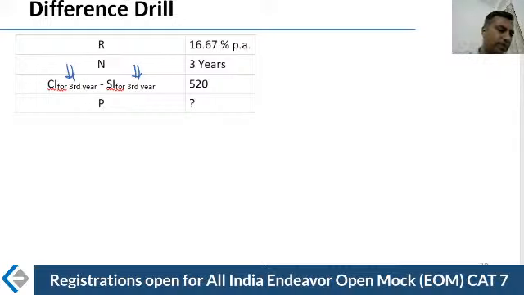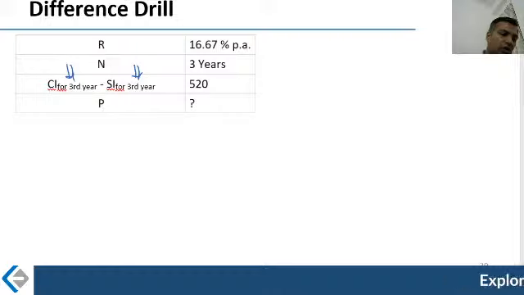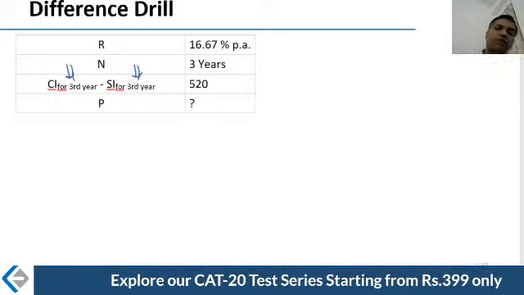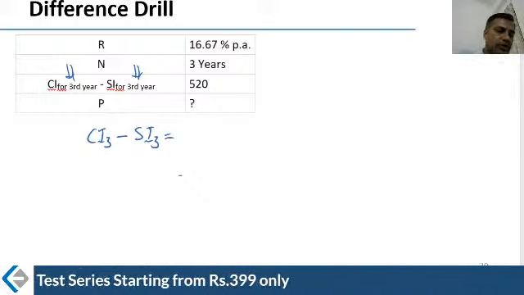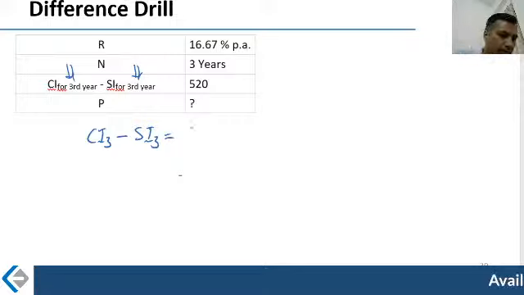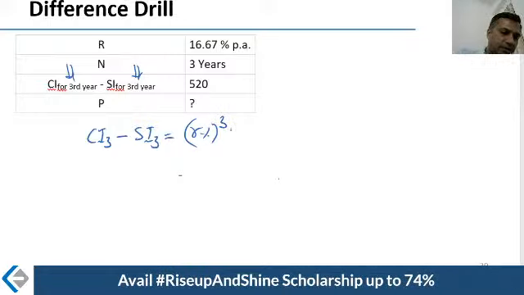Yeah, good. Do it with me. It's only for the third year, not up to 3 years, not compound interest up to 3 years. Only for the third year. We learned that compound interest for the third year minus simple interest for the third year is nothing but R percentage whole cube times of principal plus 2 times of R percentage whole square times of principal. You would have done this.